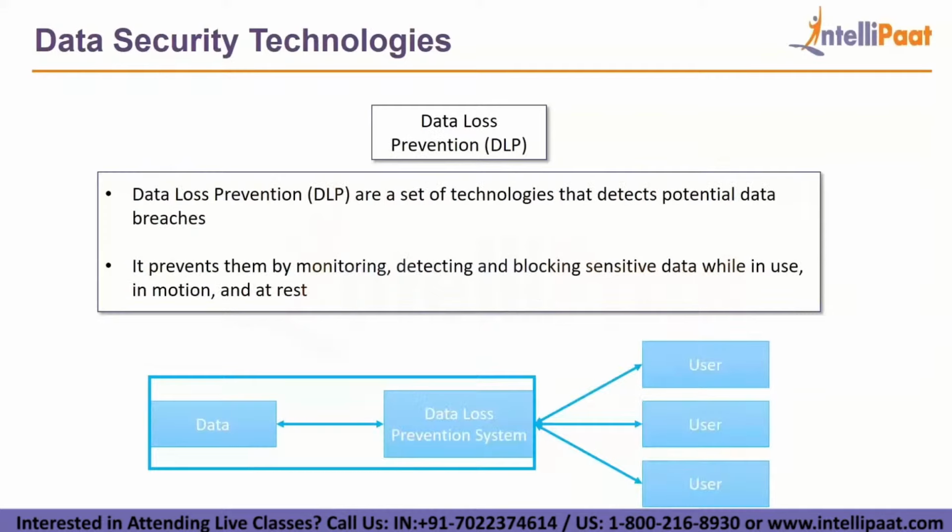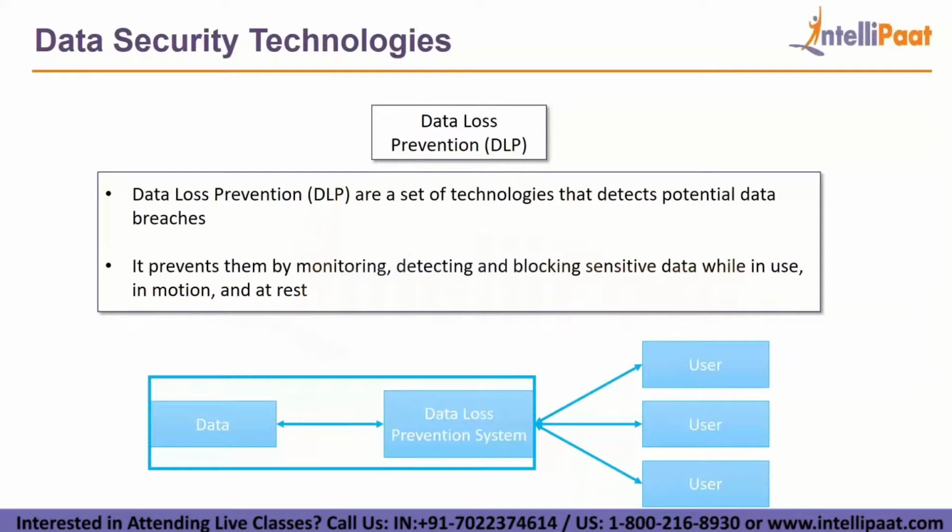Then comes data loss prevention, also called DLP. Data loss prevention is a set of technologies that detect potential data breaches. It's not just a single piece of software, it's a group of software. It prevents breaches by monitoring, detecting, and blocking sensitive data while in use, in motion, and at rest.